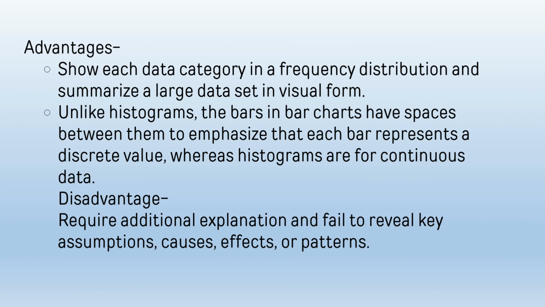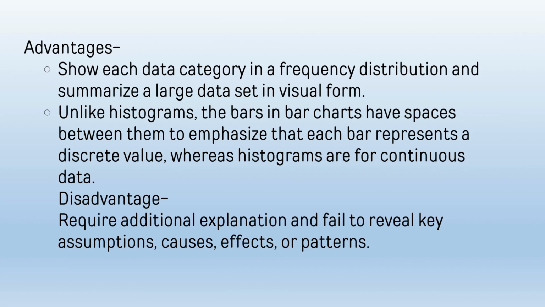Now let's talk about the advantages and disadvantages of the bar graph. It shows each category in a frequency distribution. It summarizes a large dataset into a visualization form. Unlike a histogram, the bars in a bar chart have space between them to emphasize that each bar represents a discrete value, whereas histograms are for continuous data. The demerit of the bar graph is that it requires additional explanation or fails to reveal key assumptions, causes, effects or patterns.